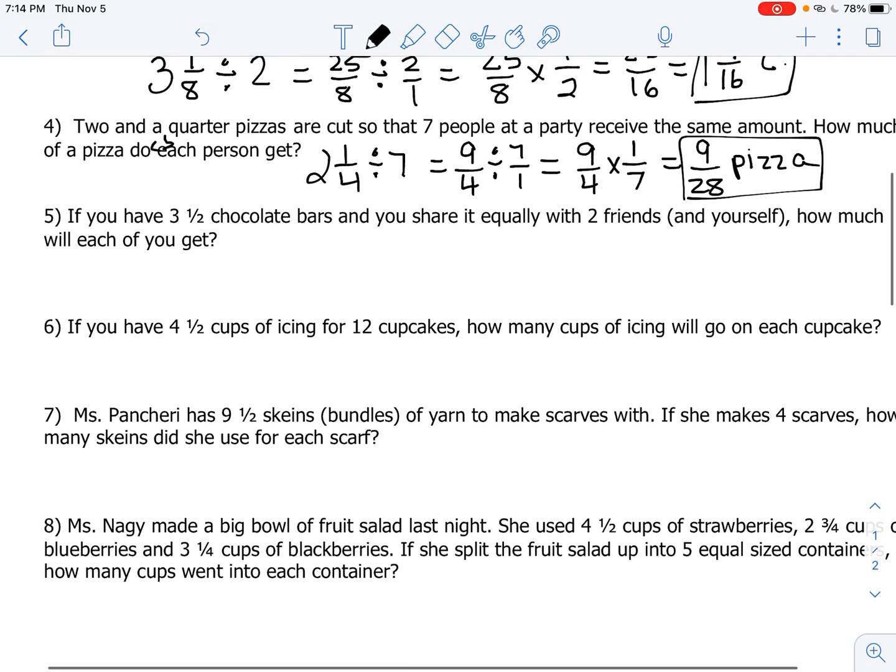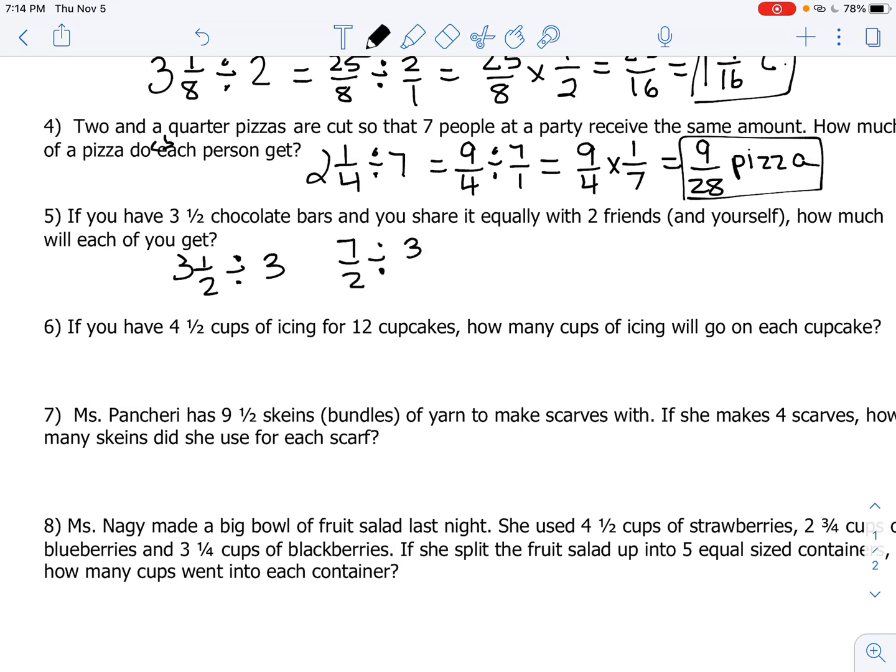Number 5, if you have 3 1/2 chocolate bars and you share it equally with 2 friends and yourself, how much will each of you get? So we have 3 1/2, and we're going to divide that by 3 people, because that's 2 friends and yourself. So 2 times 3 is 6, plus 1 is 7. So we have 7 halves that we're dividing by 3/1.